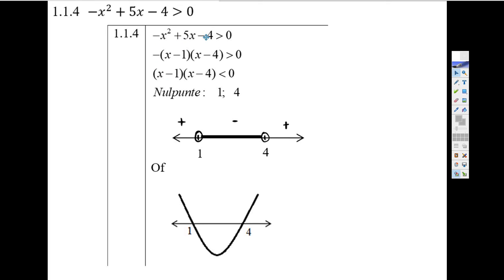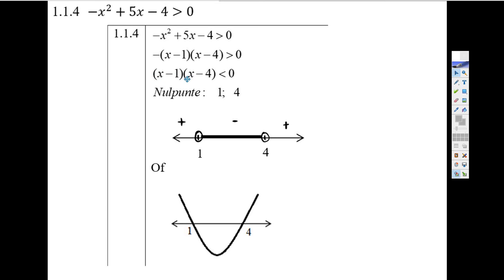Then, just change the sign of all these, you're looking for two numbers that multiply to equal plus 4. Well, minus 1 times minus 4 is plus 4. And minus 1x and minus 4x would give you the minus 5x that would be there. And if this was x squared, x times x is x squared. Anyways, you divide by a negative and you change the direction of the sign. Now we're looking at this problem.